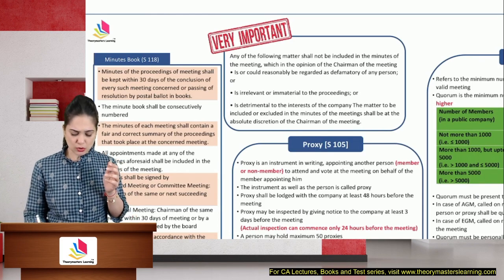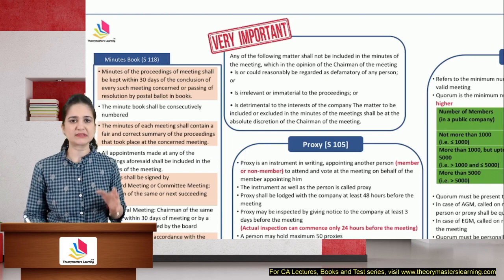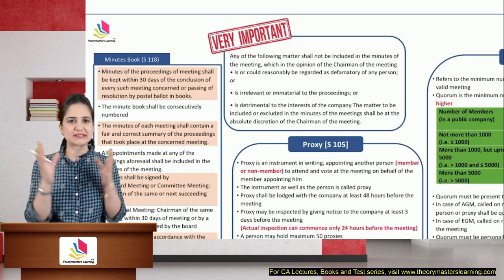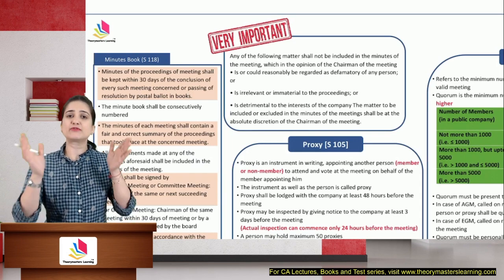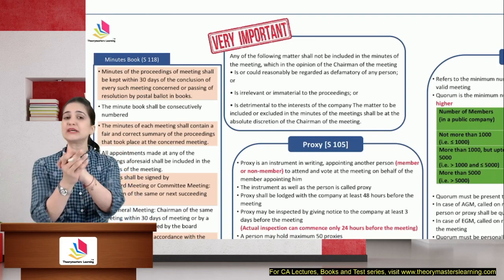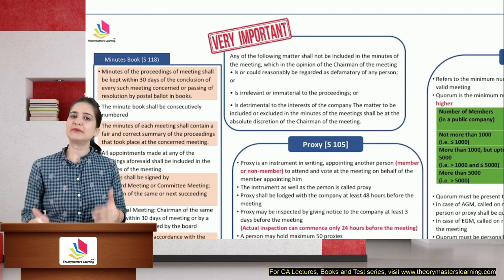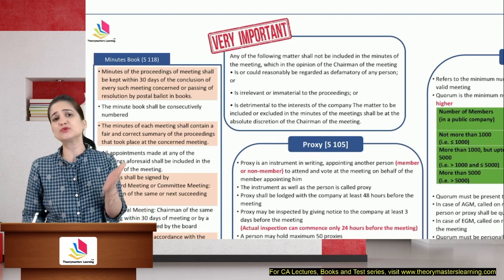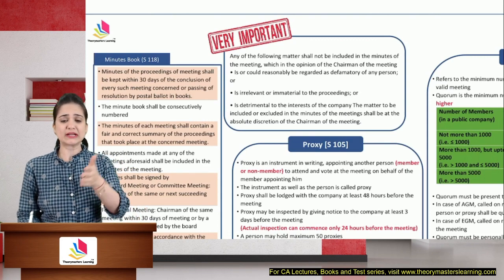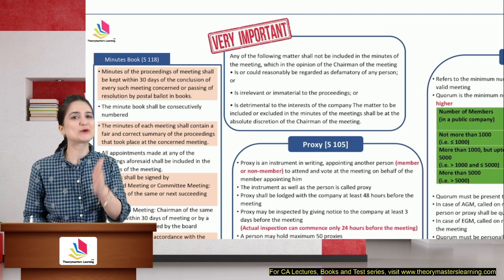All right. So minutes book, section 118, is nothing but a record of the transactions of whatever was discussed in the meeting, the resolutions passed in the meeting. This can be used for future reference. It can be used as an evidence in the court of law, proving that XYZ resolutions were passed in the meeting.